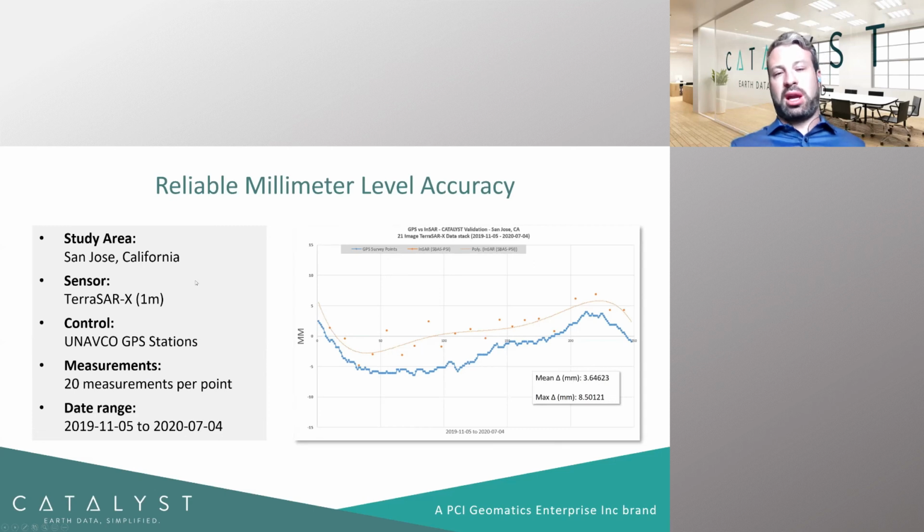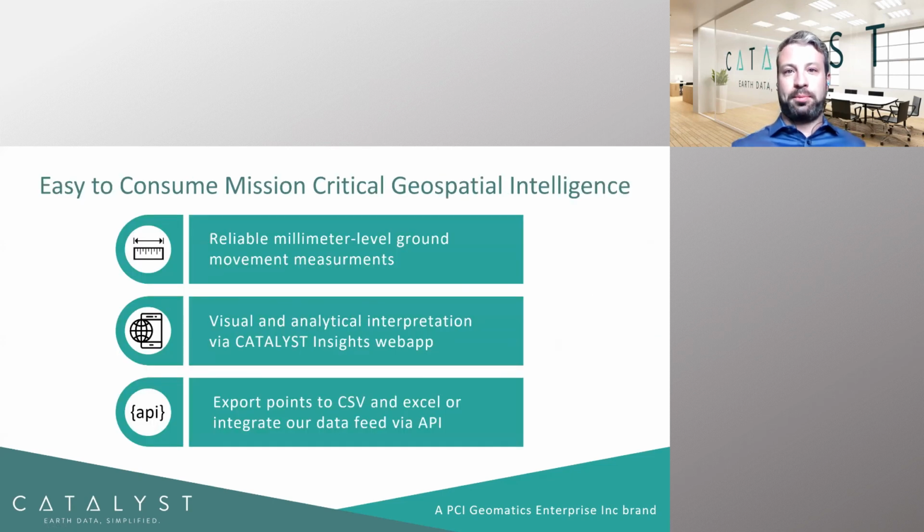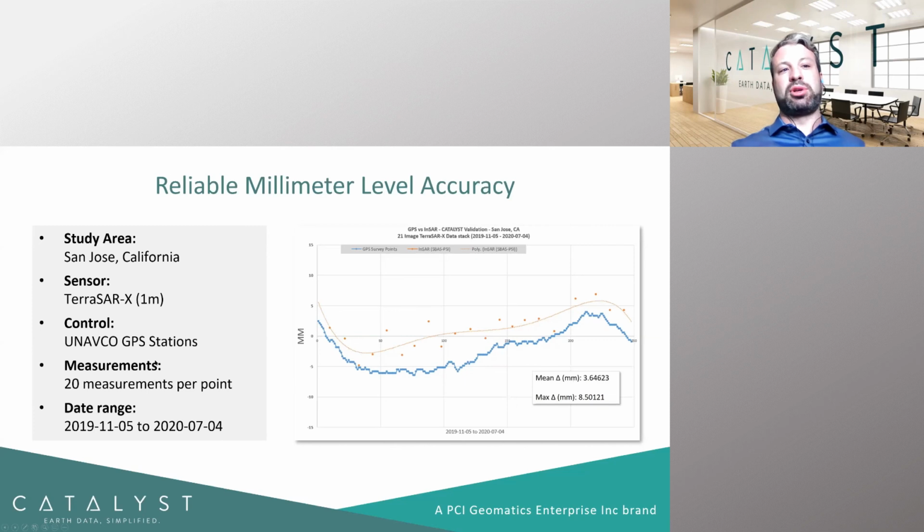this is a study area that we did over San Jose, California. Basically, we used a commercial data set known as TerraSAR-X, where we're able to get 1 meter resolution or 1 meter max density measurements. And as our control we had the UNAVCO GPS station, which is a fixed station that is capturing constant or real-time measurements. So we basically compared 20 measurement points over approximately 8 months.